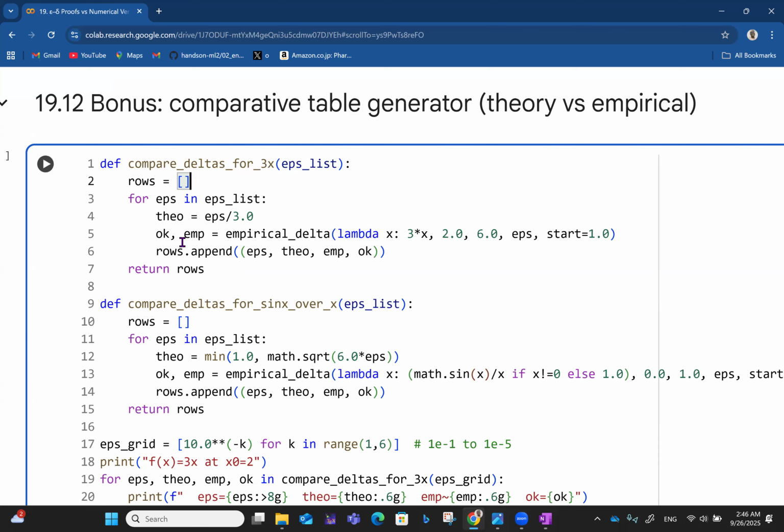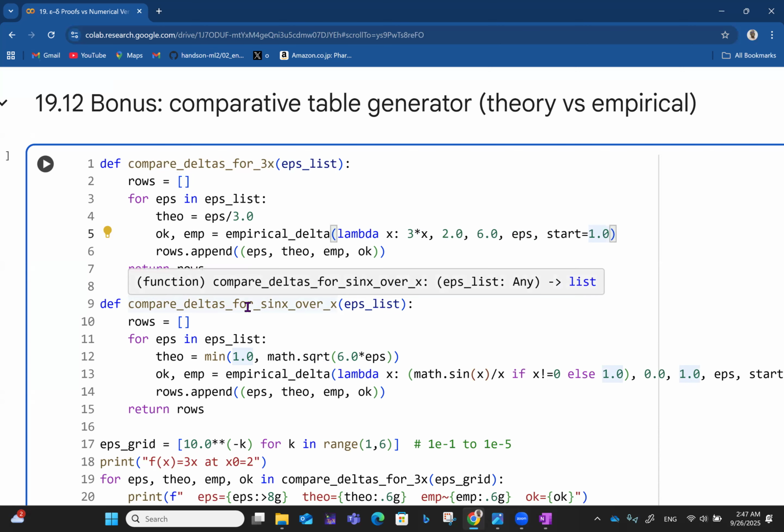Then empirical. So we have empirical_delta, and then you say f is 3x, so you have 2.0, 6.0, epsilon start is 1.0 like that. So 2.0, of course, is what x is tending towards. 6.0 is the limit when we substitute the 2 directly. And we have a list of epsilons, and then we start from 0. Then we have rows that append epsilon. So you take all of this and return rows.